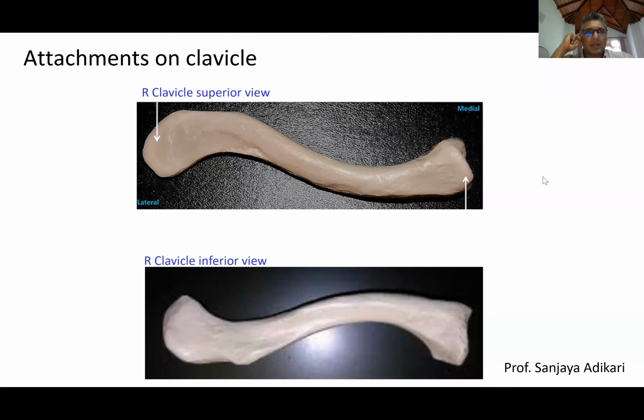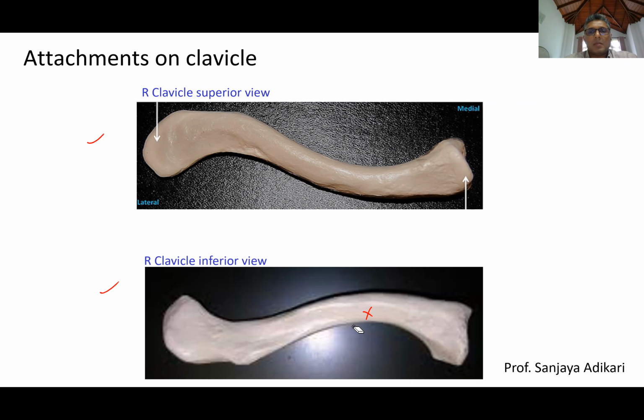Okay, now when it comes to attachments on the clavicle, you have a superior surface and an inferior surface, which I have drawn here. This is the superior surface and this is the inferior surface of the clavicle.